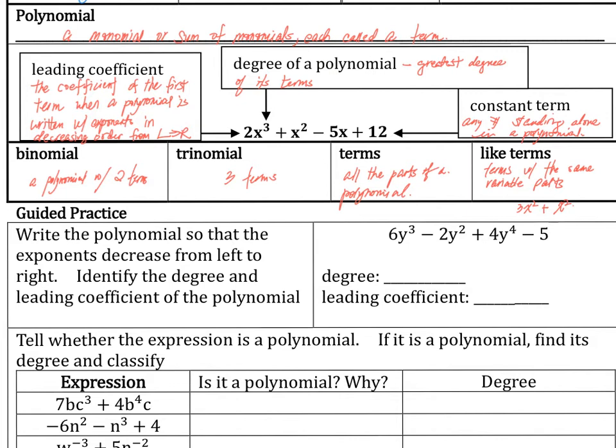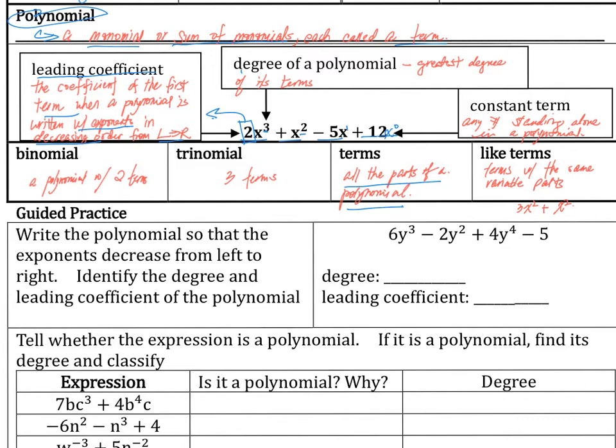Okay, let's look at the word polynomial. By definition, a polynomial is a monomial or the sum of monomials, each called a term. So each of these are called terms, which is all the parts of a polynomial. And now let's look at the leading coefficient. The leading coefficient is the coefficient of the first term when a polynomial is written with the exponents in decreasing order from left to right. So 2 would be our leading coefficient. And you see all these exponents are written in decreasing order.